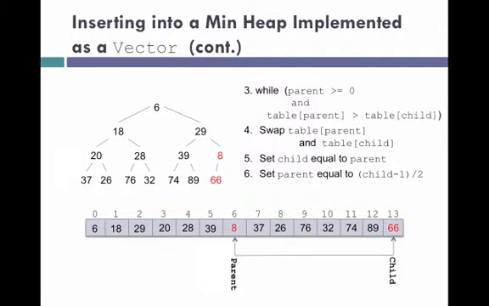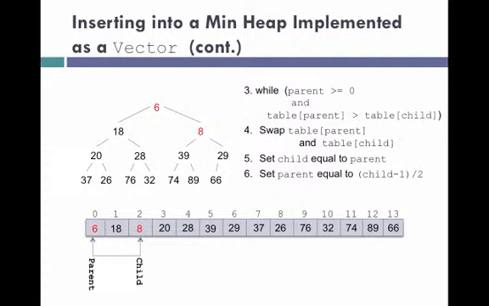Then we set child to be equal to the parent, and we compute a new parent. And we continue while the parent's greater than 0, and once again, the parent value is greater than the child value. We'll go ahead and swap those. We reset child equal to parent, and we calculate a new parent. And in this case, child is greater than parent, so we're finished. And now we've adjusted that so that 8 is in its proper position in a valid heap.